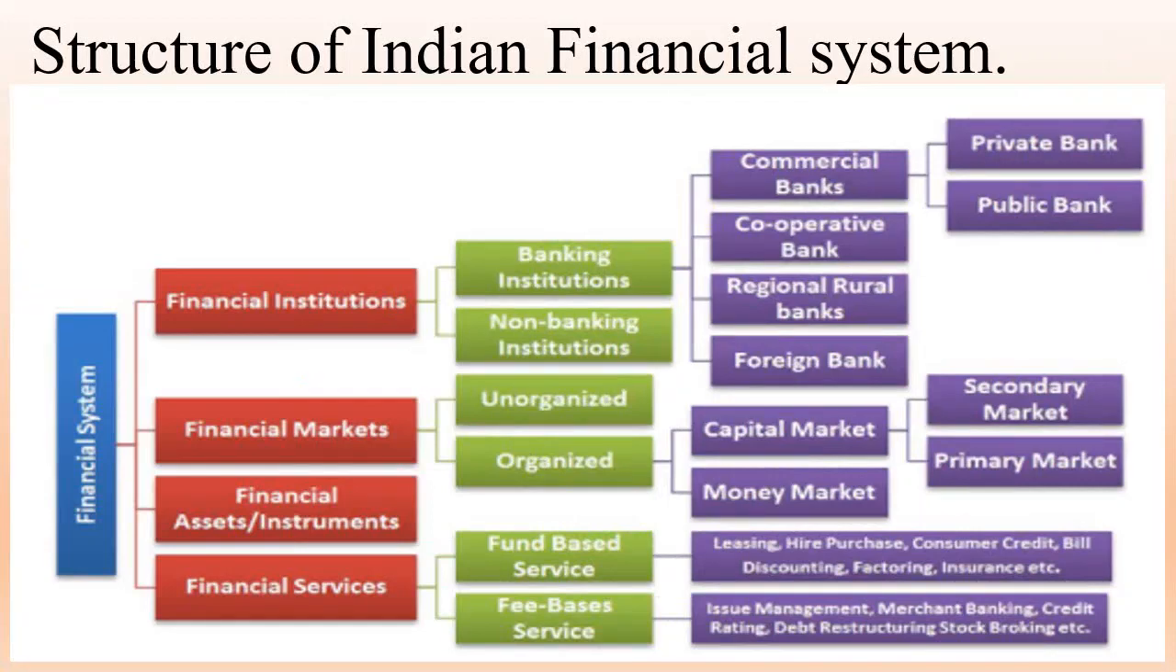In our last video, we studied the structure of the Indian financial system. In the last slide, the Indian financial system structure had financial institutions, that is banking institutions and non-banking institutions. Under banking institutions, there are commercial banks, cooperative banks, regional rural banks and foreign banks. In the financial market, there is the unorganized and organized market, and the capital market and money market. The capital market has the secondary market and the primary market.